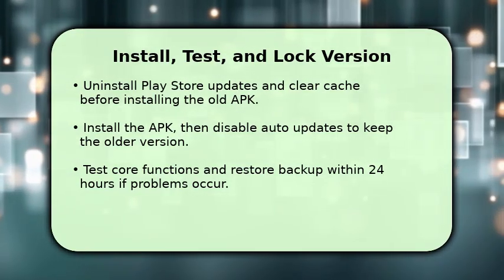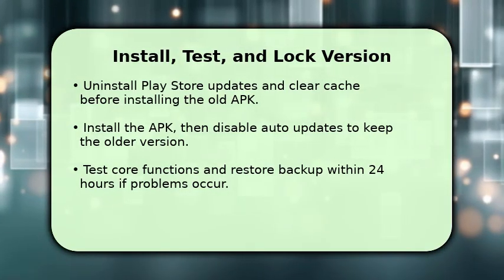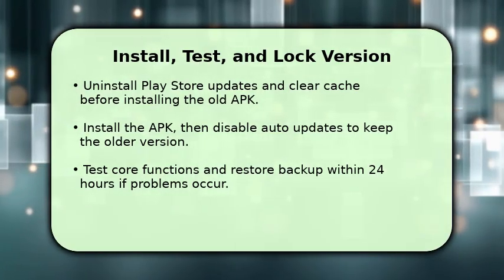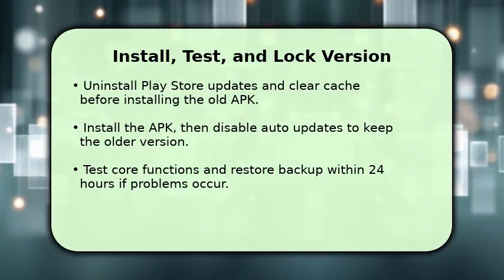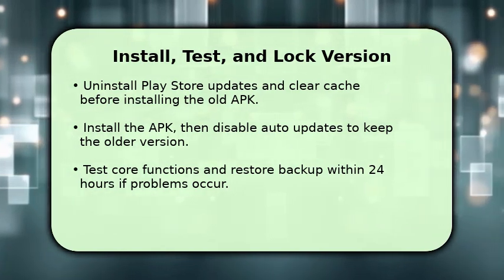After install, open Play Store and test core functions like search and updates to confirm stability. Disable Auto Update for Google Play in settings to keep the older version locked. If you encounter issues, restore your backup within 24 hours or reinstall the previous stable version.